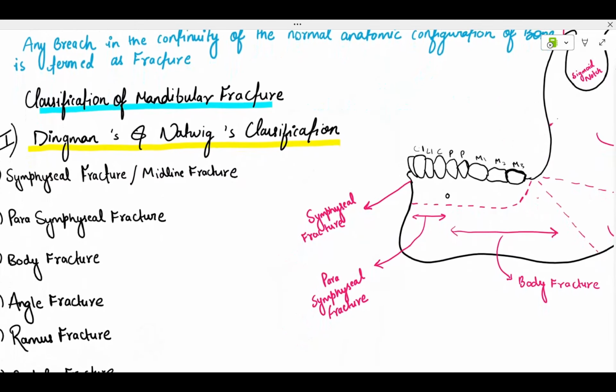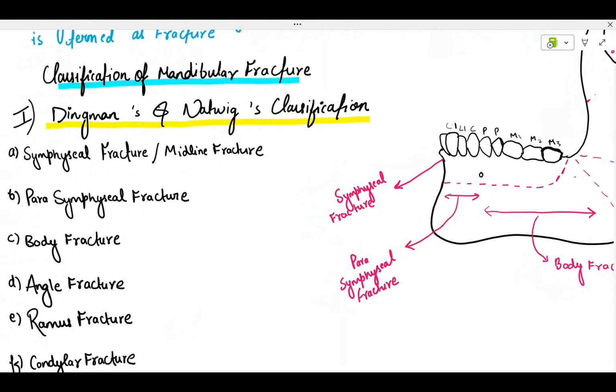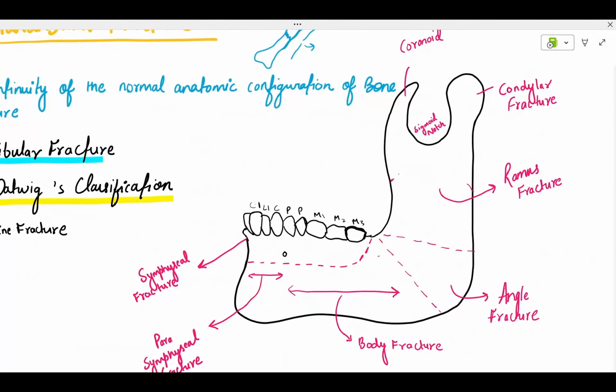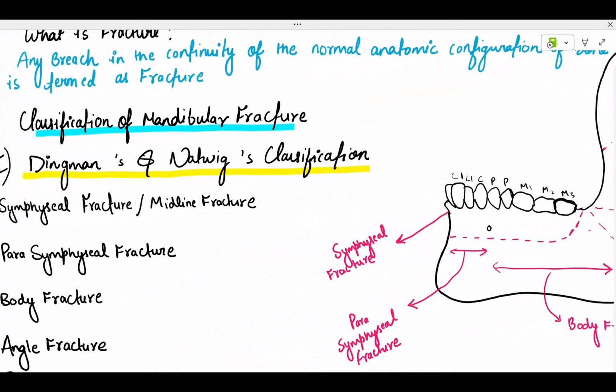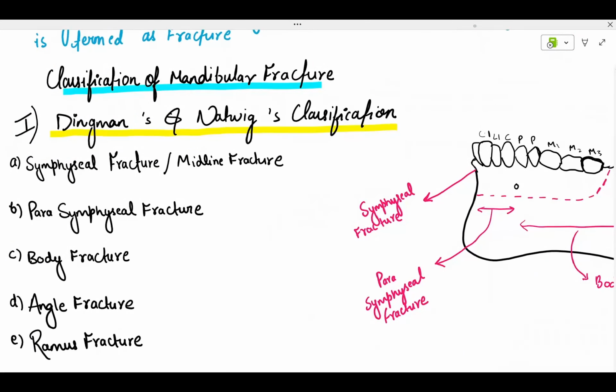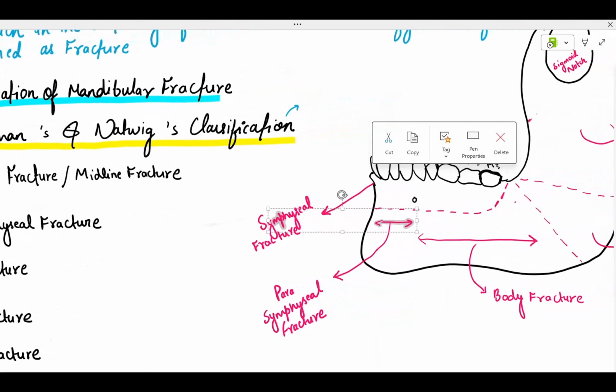Now coming on to the classifications of the mandibular fracture. There are various classifications of the mandibular fracture, and one by one I'll be explaining them. Number one is Dingman and Natvig's classification of mandibular fracture. To understand this, I have drawn a figure of a mandibular bone here. This classification is based on the anatomic configuration, or basically anatomic origin.